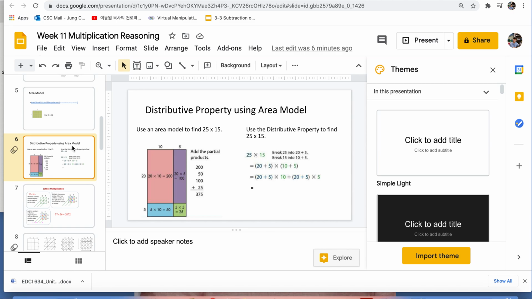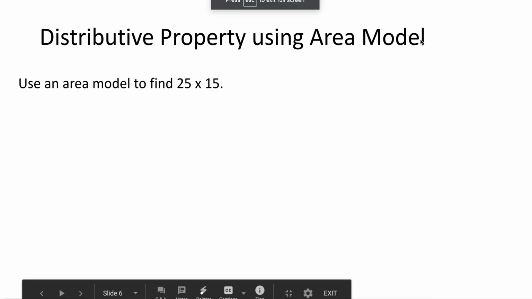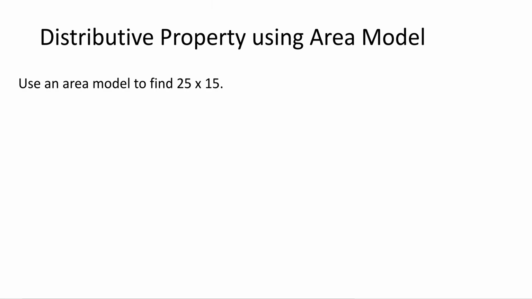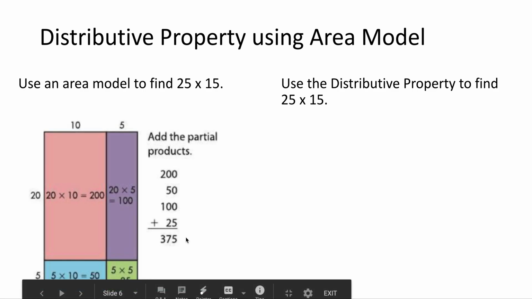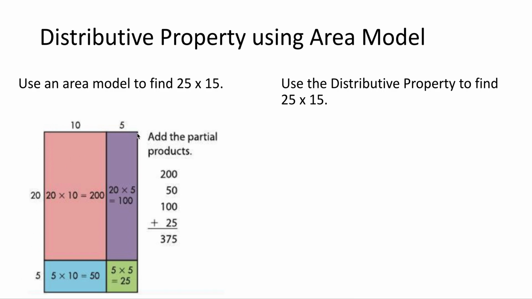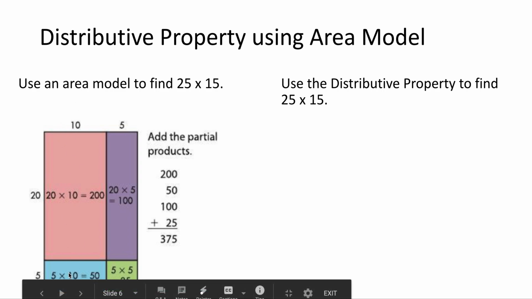An area model is also very, very useful because it can also teach the students the distributive property easily. So use an area model to find 25 times 15, for example. So I have 25 times 15. And you can see 20 times 10 is 200. 20 times 5 is 100. And here 5 times 10 is 50. And this part, 5 times 5, is 25.